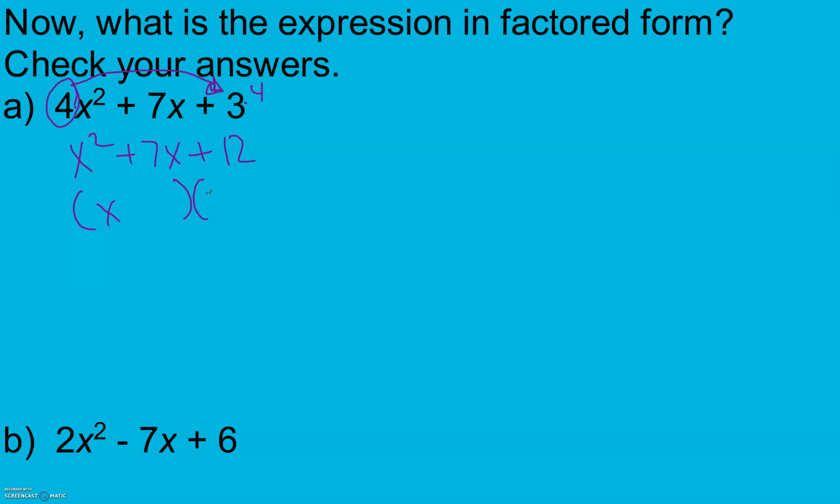We check now. X squared is x times x. We're going to multiply to 12, add to 7, 1 and 12, 2 and 6, 3 and 4. You bet. It multiplies to 12 and adds to 7. Because we found the sum here, our signs are going to be the same, both positive. So 3 and 4. But we're not done.